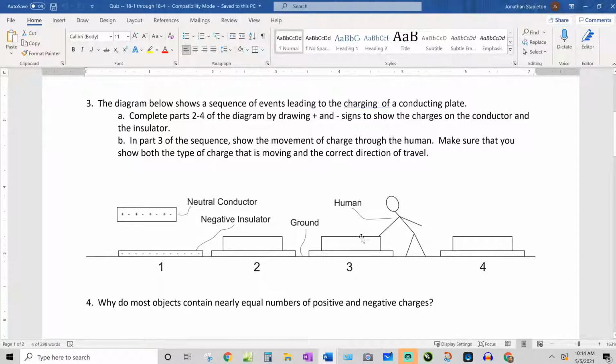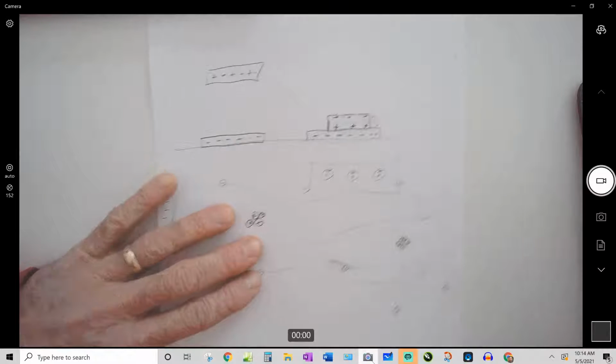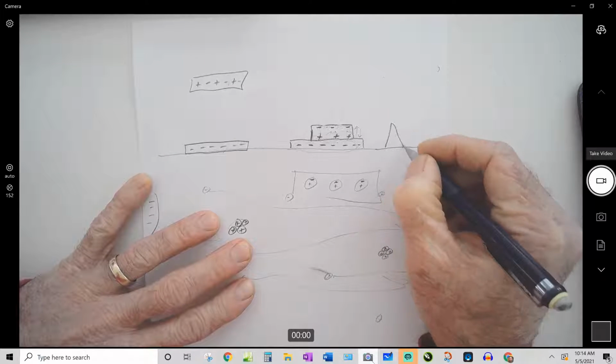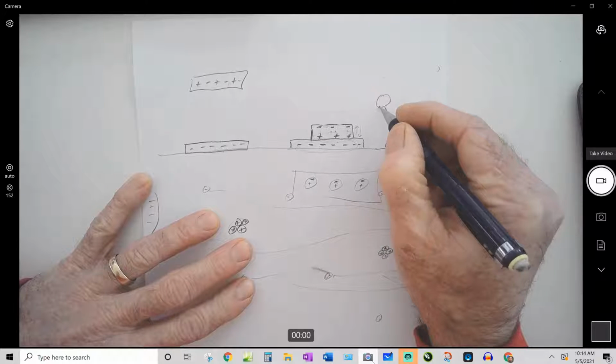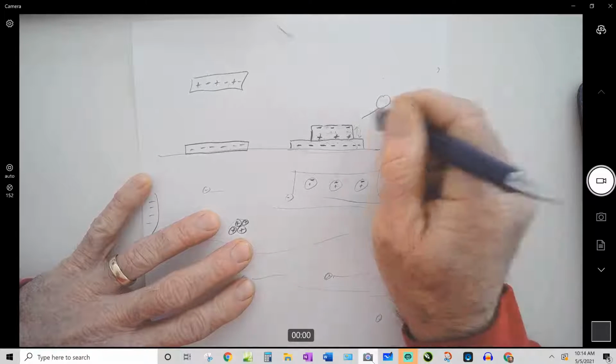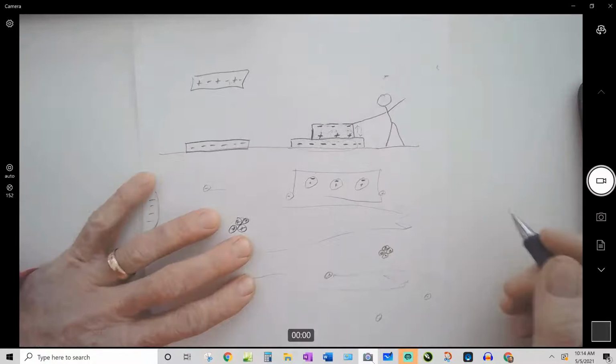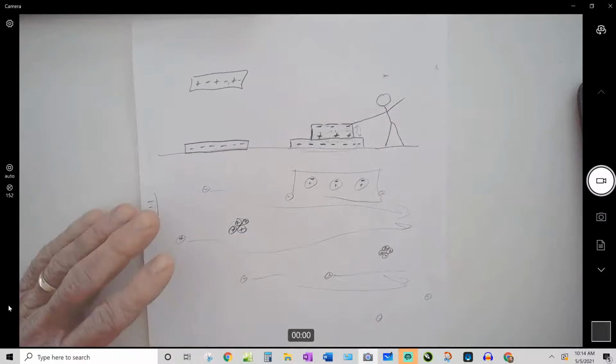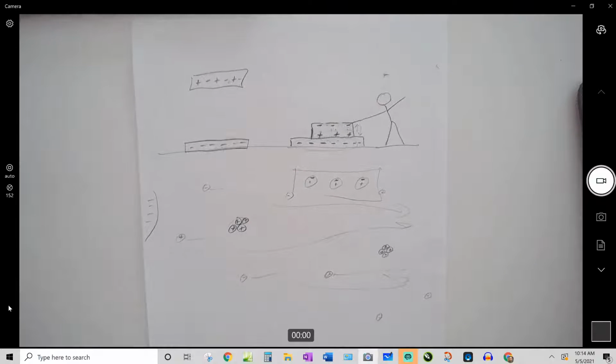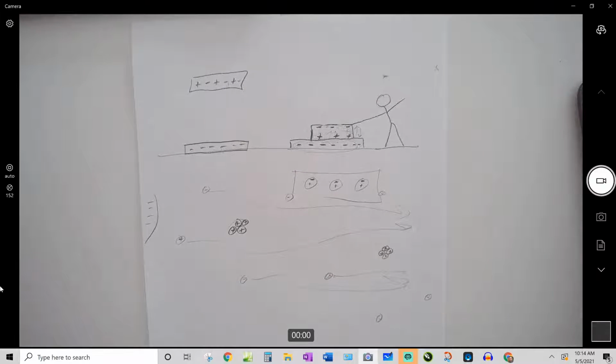So now we've got the third step where a human is standing on the ground and comes in and touches the conductor. So if I put a person in here who reaches over, with his tongue, no, with an arm and touches there, what happens then? I'm going to choose somebody. Edwin, you've been chosen. So what's going to happen here?